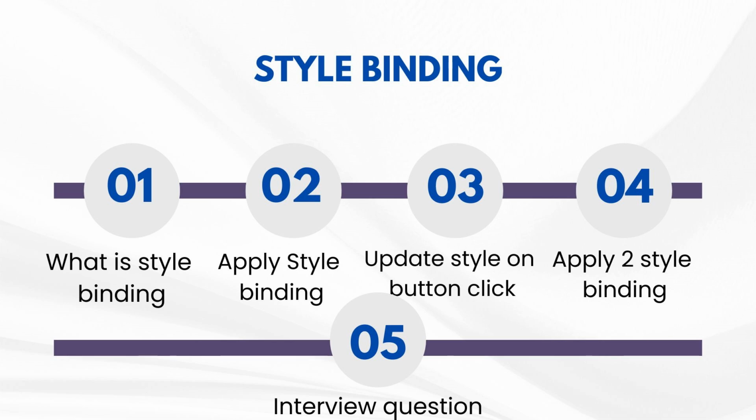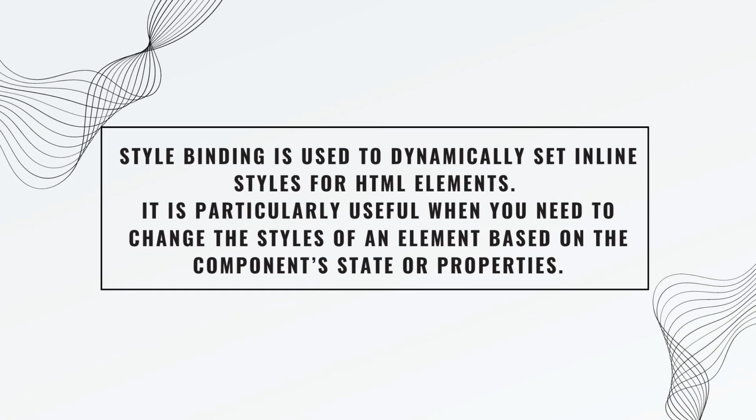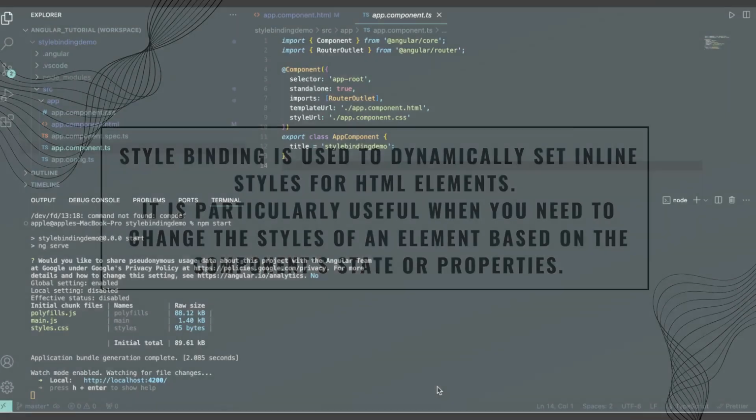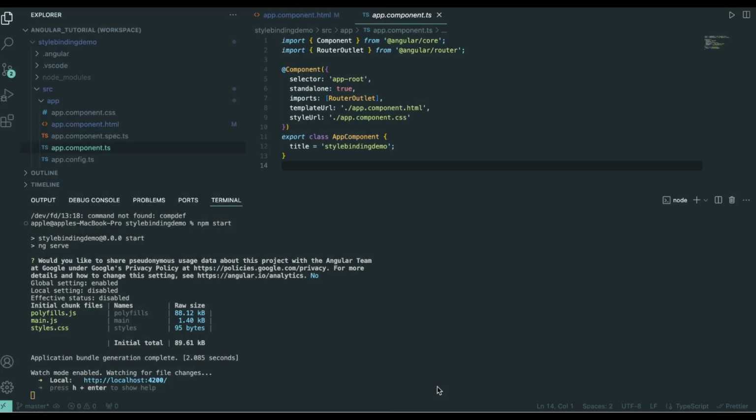So let me first explain what style binding is. Some people also call this dynamic binding. But theoretically speaking, style binding is used to dynamically set inline styles for HTML elements. It is particularly useful when you need to change the styles of an element based on the component state or properties. So now guys, let's jump into the practical work, and then you will be able to understand what style binding actually is.